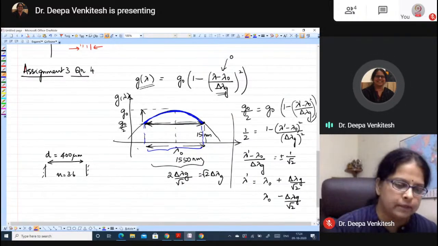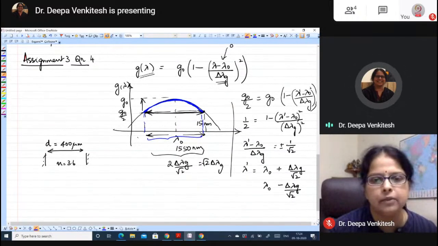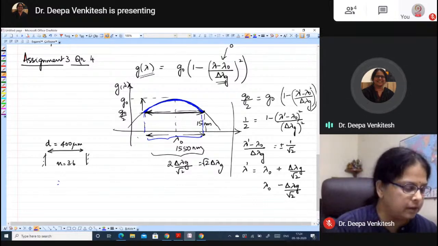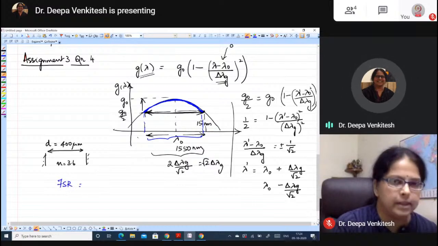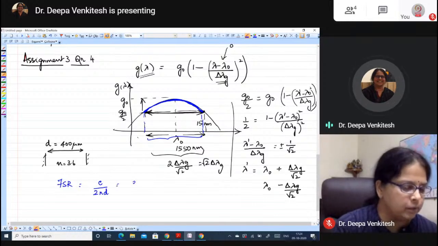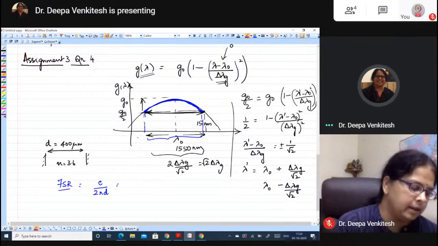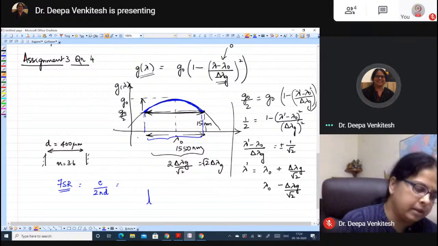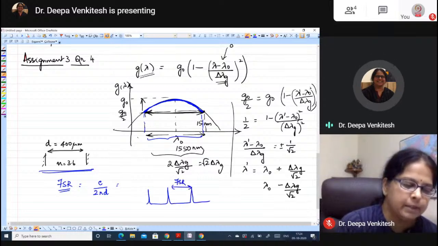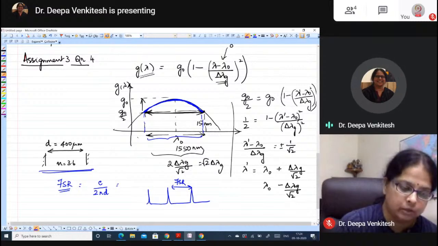What is a phase condition? We know the phase condition for the modes of the laser, right? So the free spectral range for the Fabry-Perot cavity is C divided by 2nd. You can calculate what is the FSR, that is a spacing. FSR is simply the spacing. So if you remember correctly, this cavity decides the spacing between the FSR, which is the frequency spacing between the longitudinal modes.